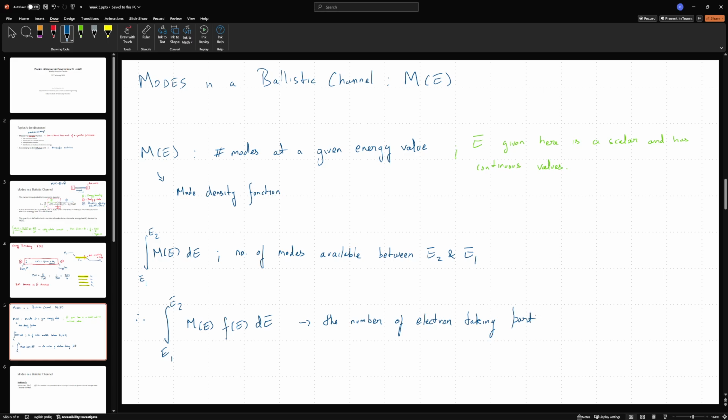Now the dimensions and exact scaling values will change. I will come to that maybe next week. For now, understand that this is the spirit of it. This is a density function and not a probability density function, mind you, because those need to be integrated to 1. f of E is a probability density function as discussed before, but M of E has no such limits. So this is the number of electrons taking part in conduction in the channel or through the channel.